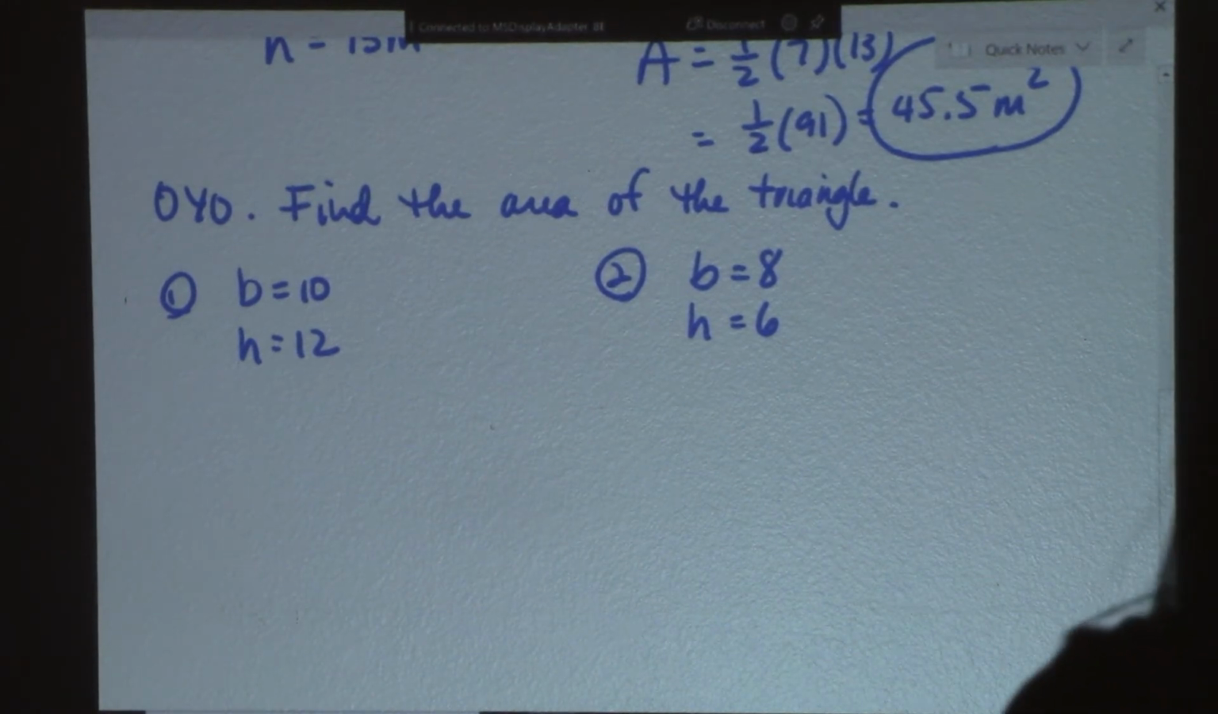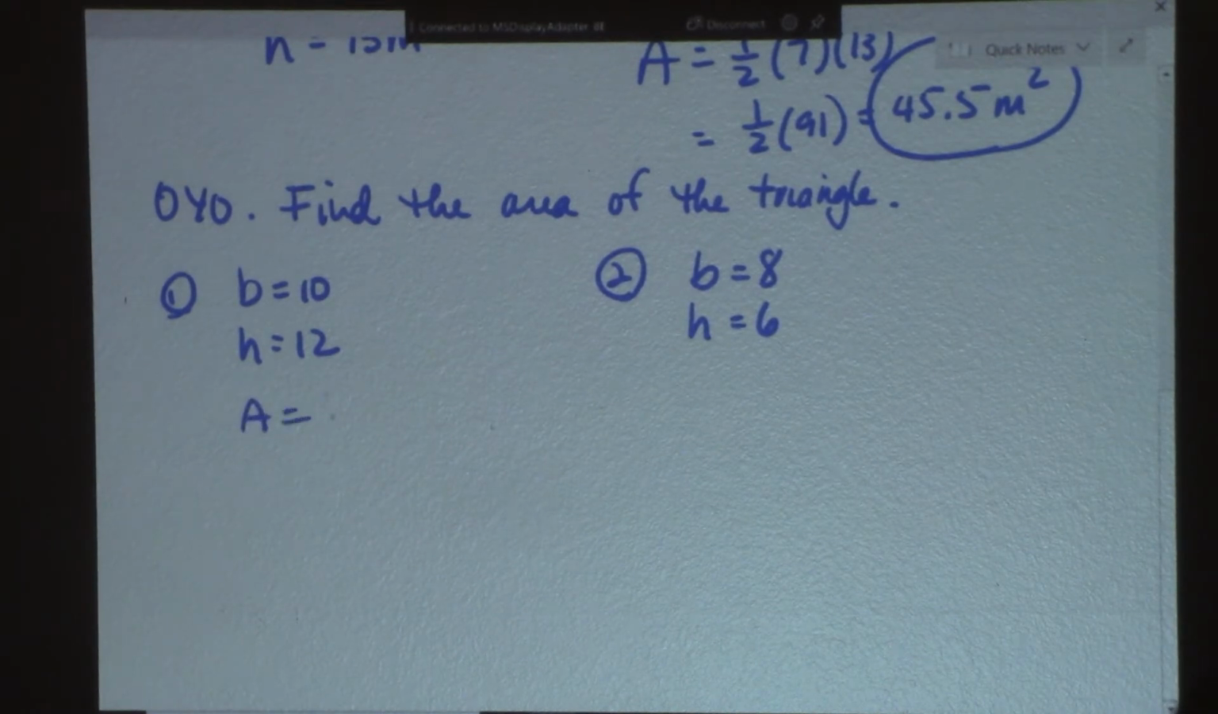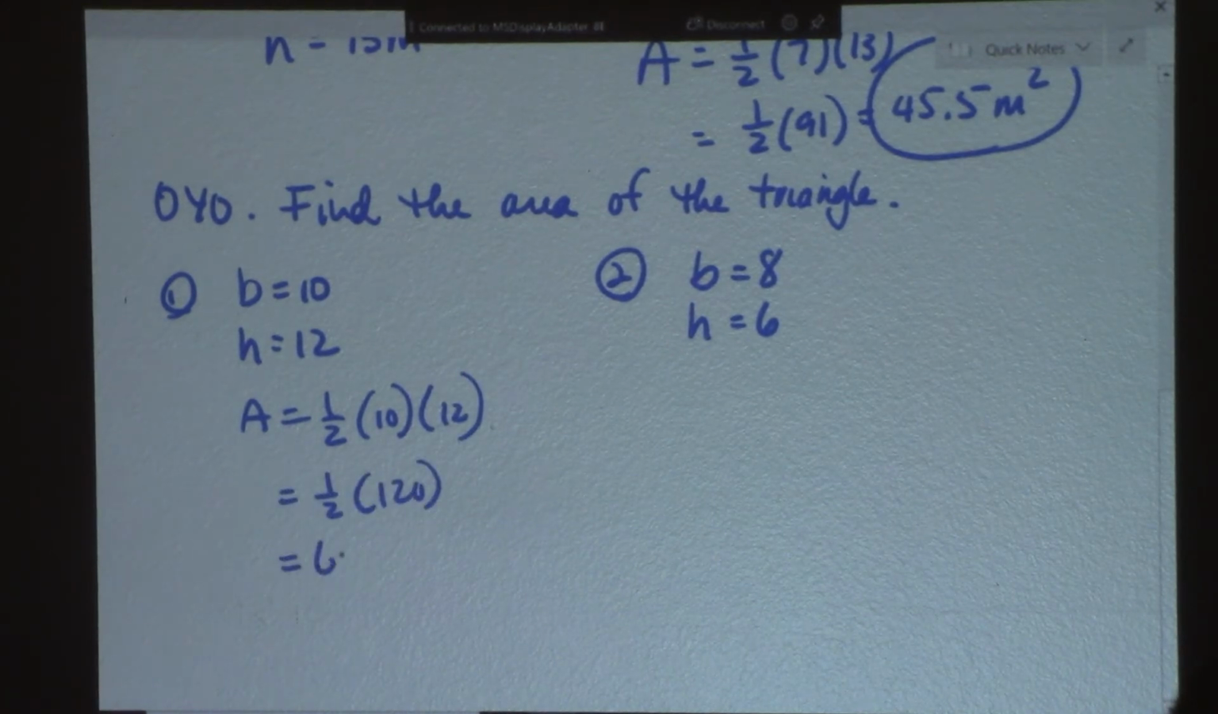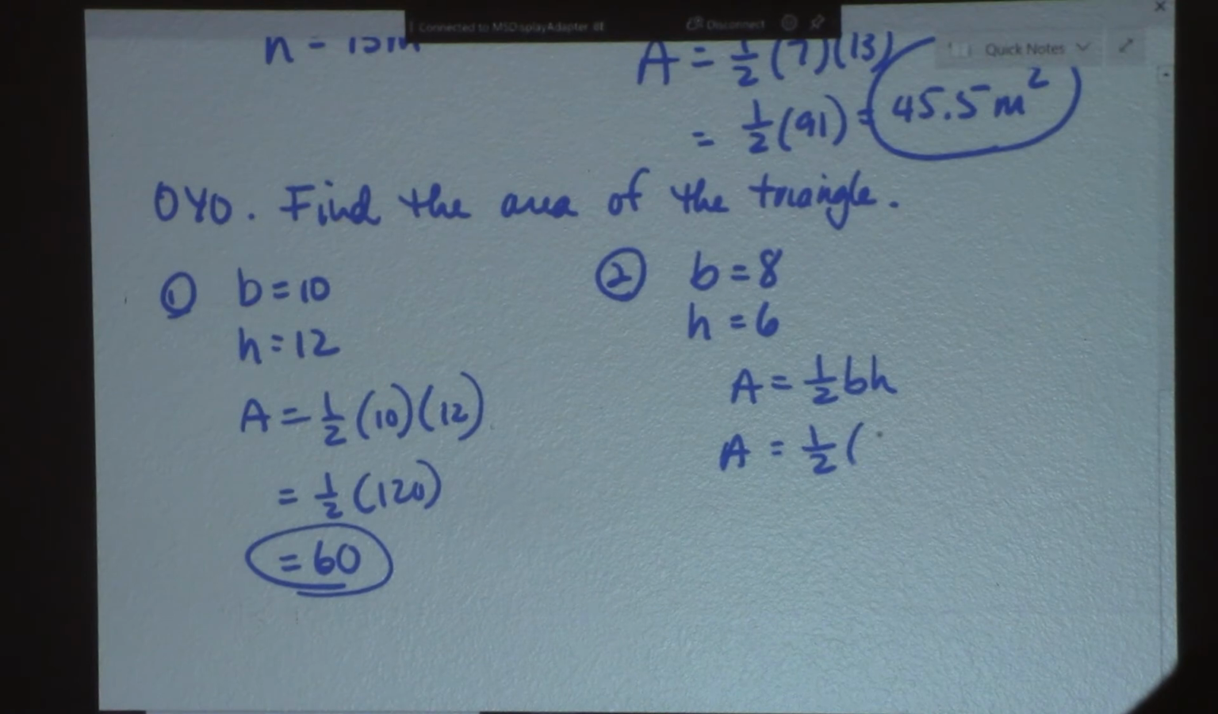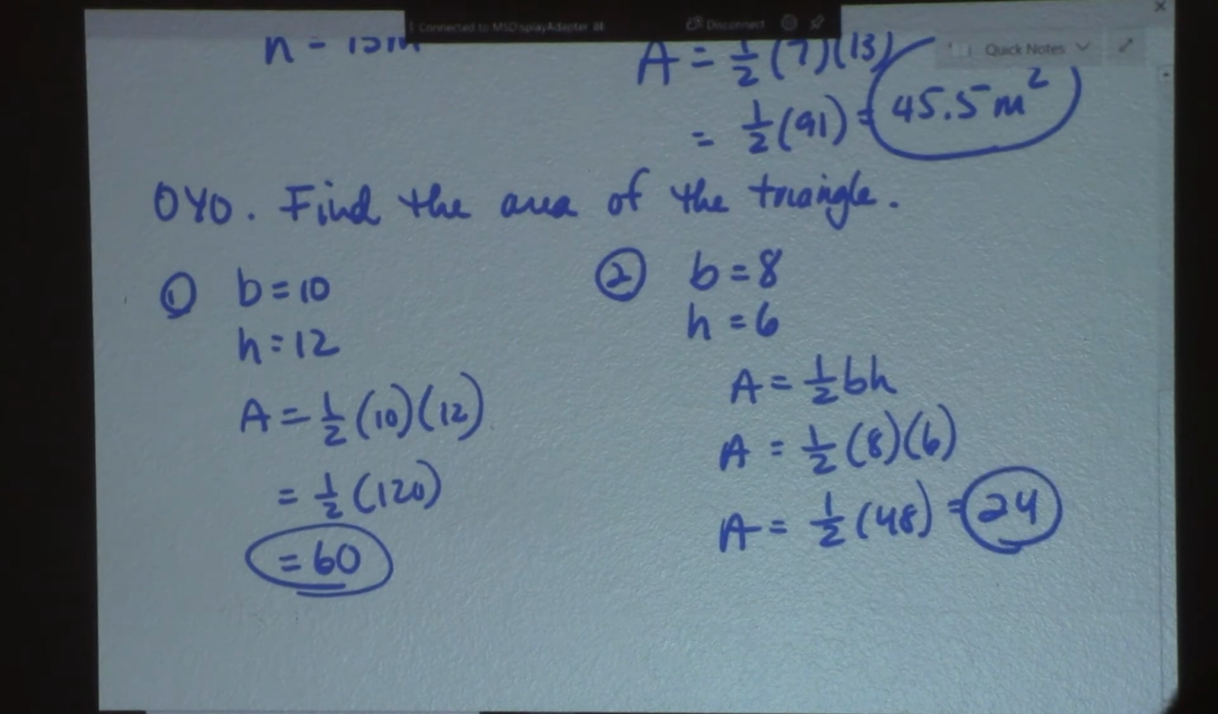Okay, so let's go over these. Let's see what we get. 1/2 times 10 times 12, and that would be 120, and half of that is 60. Okay, so that's my first answer. And then 1/2 base times height. This is the work that you show. You want to show substituting your numbers in so I can see what you did, especially to justify what you did right, as well as to show me where you may have made a mistake. So this becomes half of 48, which is 24.